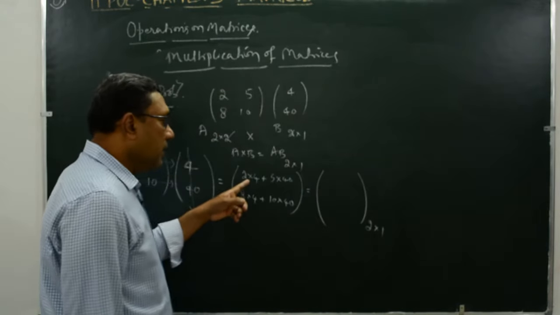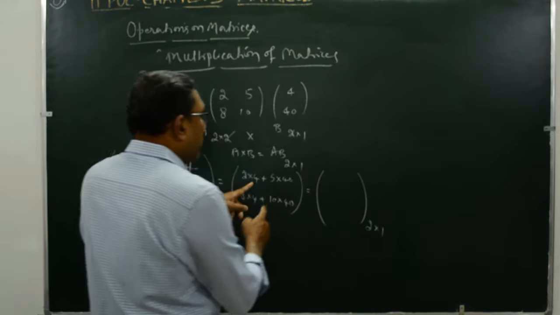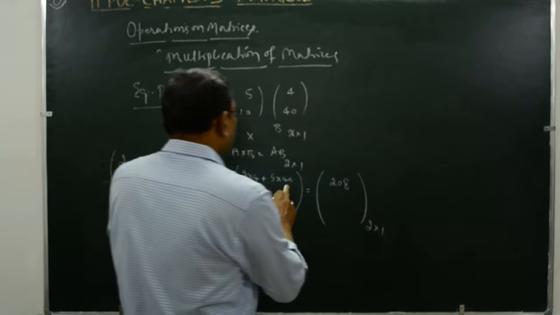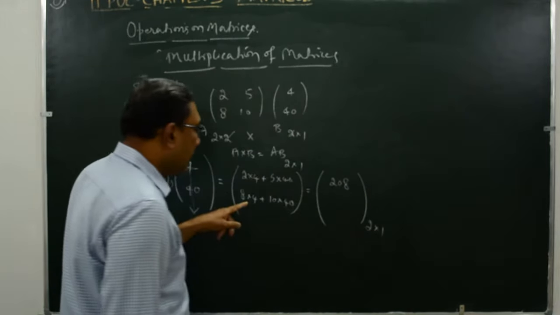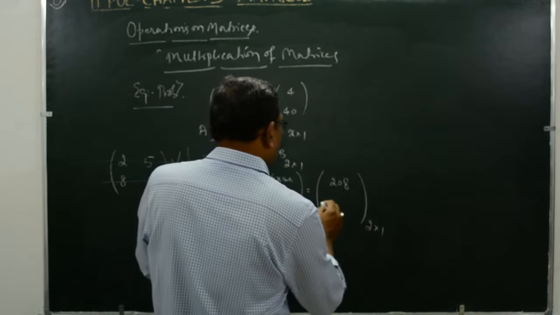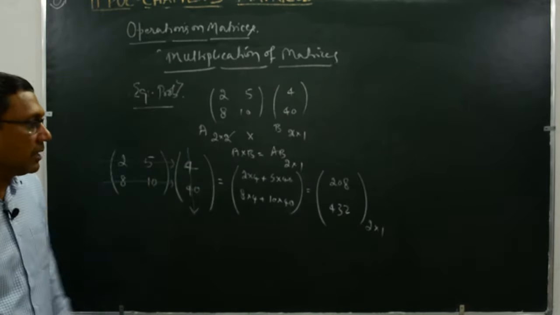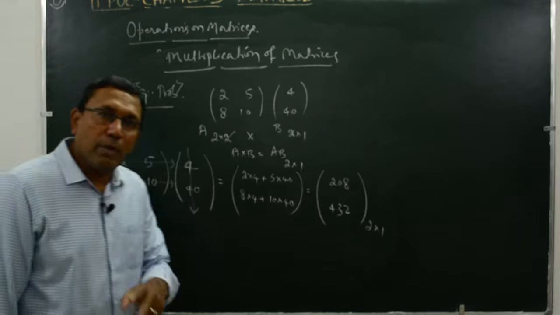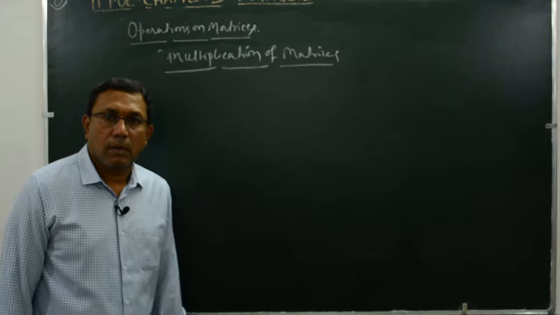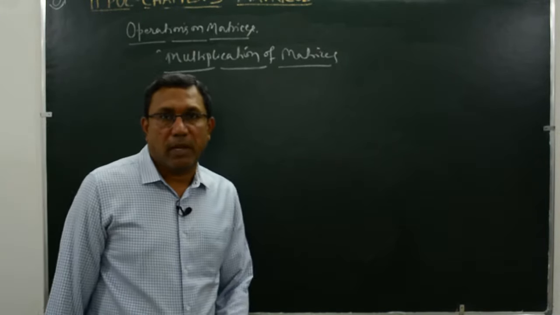2 into 4 is 8, 5 into 40 is 200, so the first element is 208. This is the resultant matrix of the multiplication of the two matrices A and B. We will do more problems when it comes to the exercises on multiplication of matrices.